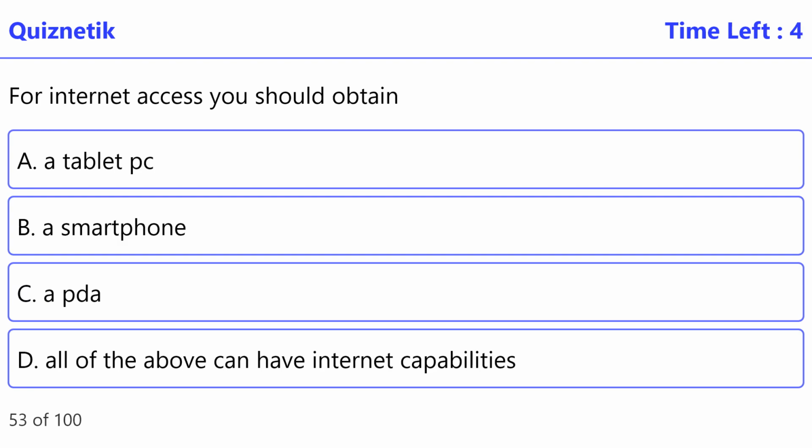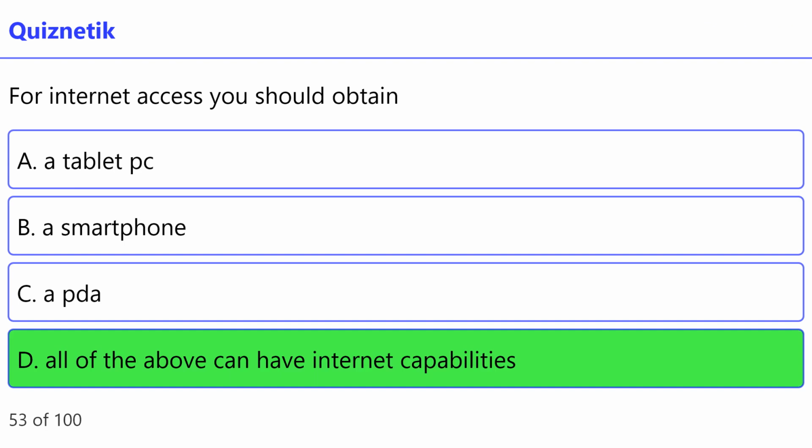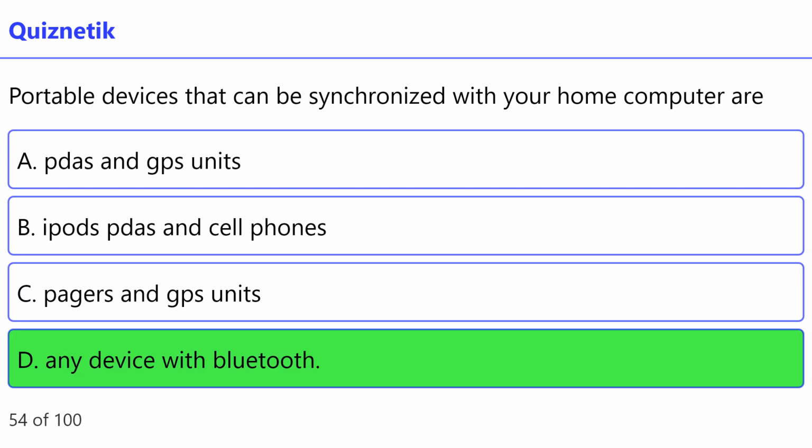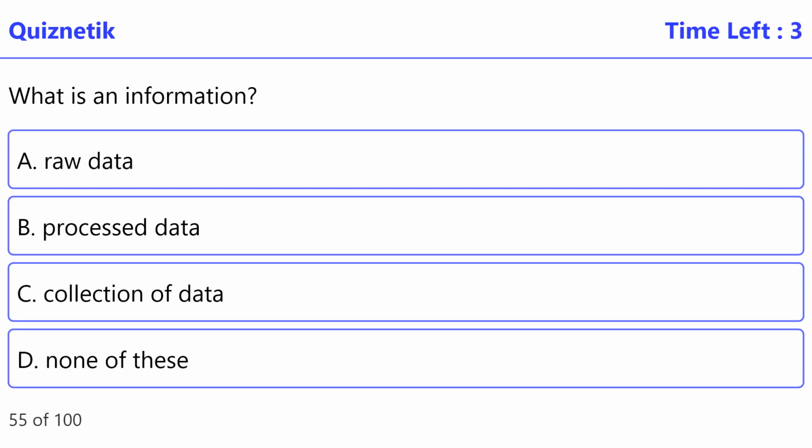For internet access you should obtain? Correct option is D, all of the above can have internet capabilities. Portable devices that can be synchronized with your home computer are? Correct option is D, any device with Bluetooth. What is an information? Correct option is B, processed data.